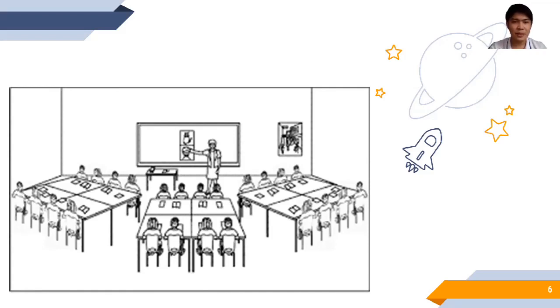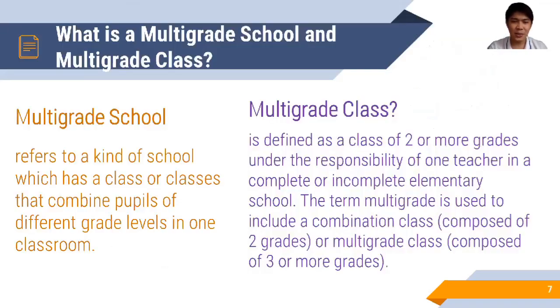So now let us ponder upon this picture. So what can we say about this? What can we infer from this picture? So this picture is a classroom setup of a multigrade class. So let us now have an overview of what is a multigrade school and a multigrade class. So a multigrade school refers to a kind of school which has a class or classes that combine pupils of different grade levels in one classroom.